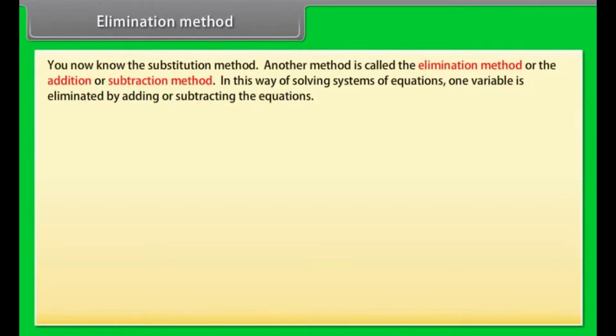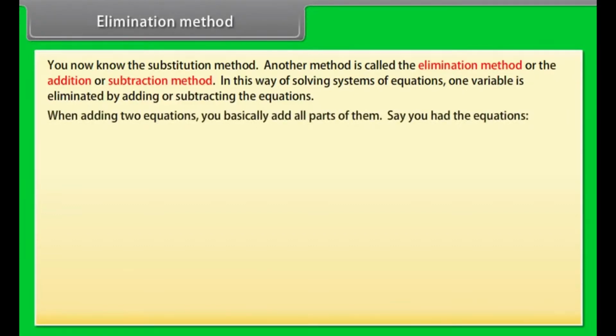Elimination method. You now know the substitution method. Another method is called the elimination method, or the addition or subtraction method. In this way of solving systems of equations, one variable is eliminated by adding or subtracting the equations. When adding two equations, you basically add all parts of them.